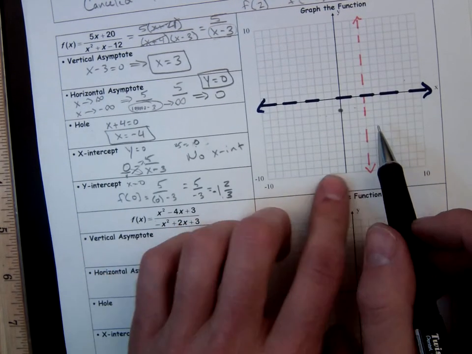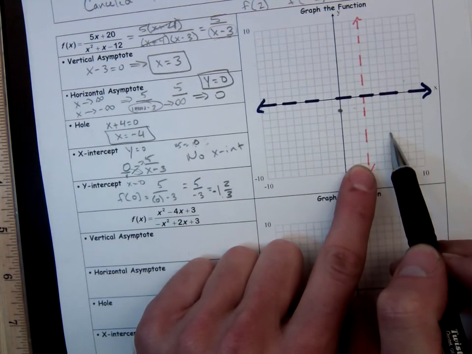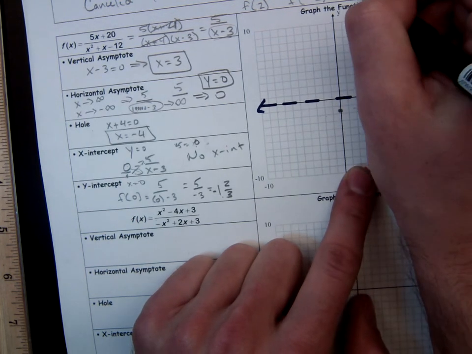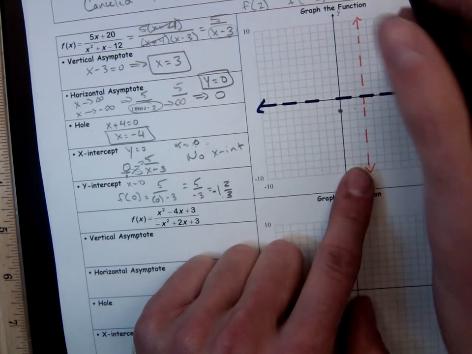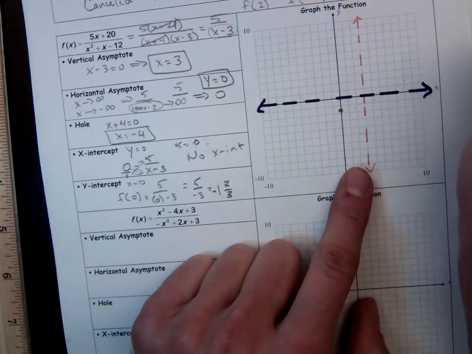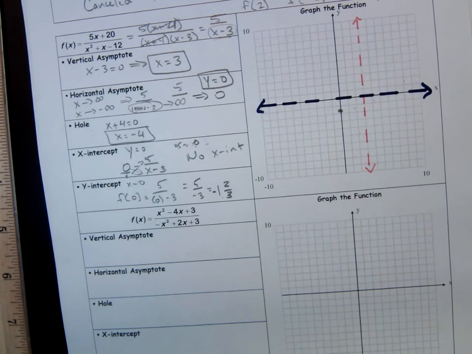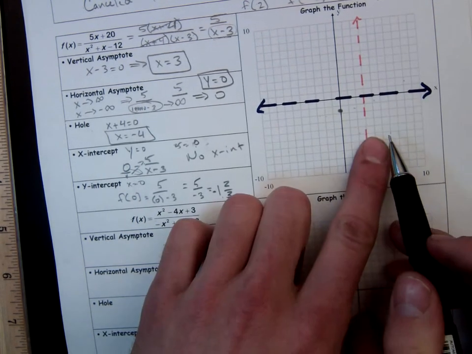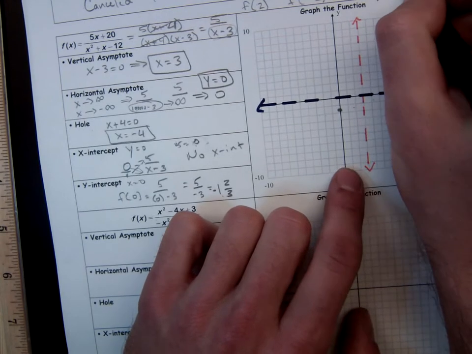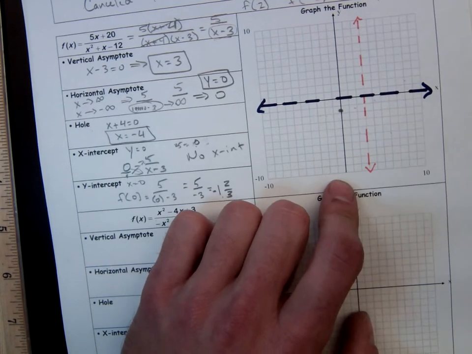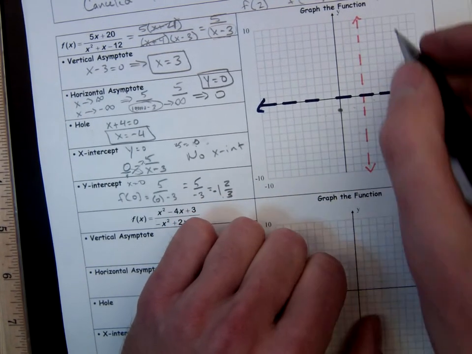Now, I want to see what it does to the right of our vertical asymptote. So let's see what it does right here at f of 4. So this section of the classroom here, go ahead and find f of negative 2. The next section over there, f of 4. And then let's go a little bit farther and see what happens at f of 6. And that can be what the very right of the classroom can do.